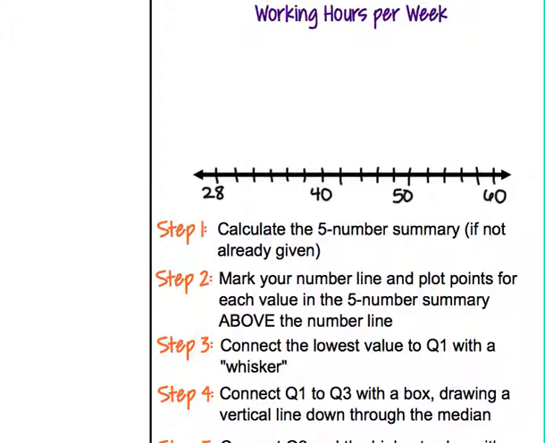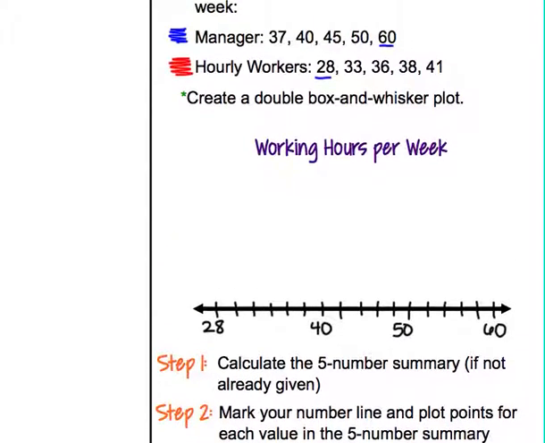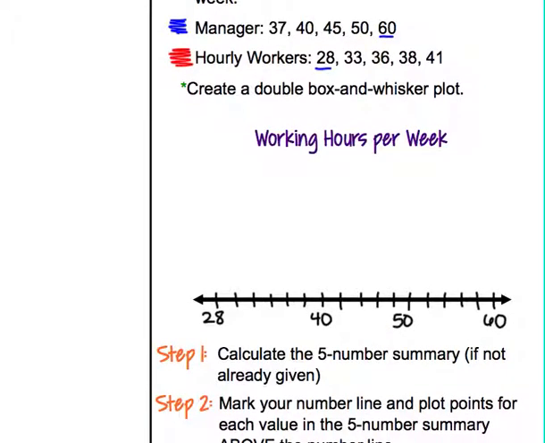So now we'll plot our points. So for our first data set, we have 37. So 30, 32, 34, 36, that's going to go here. And I plot above the line because if you make it on the line, it's just going to get messy. Then we have 40, 45, so 42, 44, 45, 50, and 60.